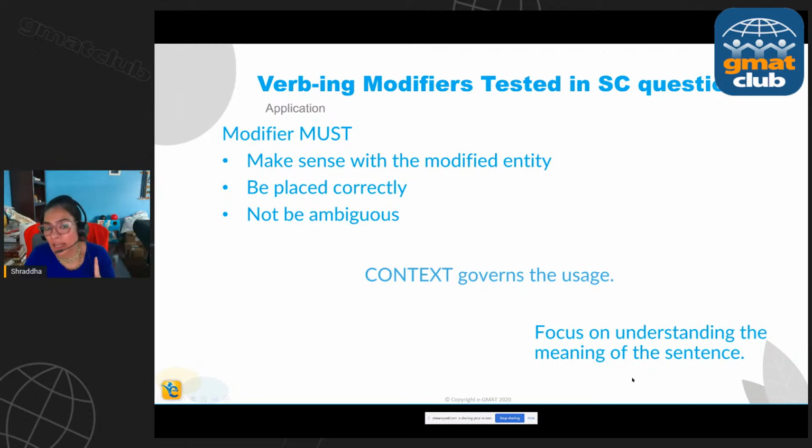So the key here is that the first thing that you do with an SC problem is that you don't look at the answer choices. You only concentrate on the original sentence and you try to understand the meaning of it.